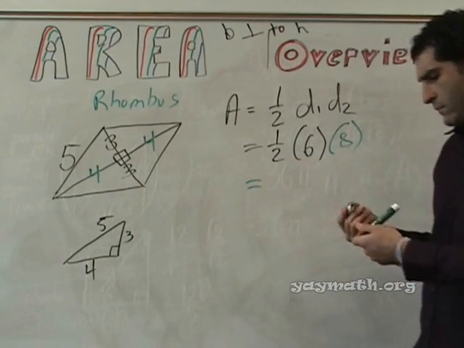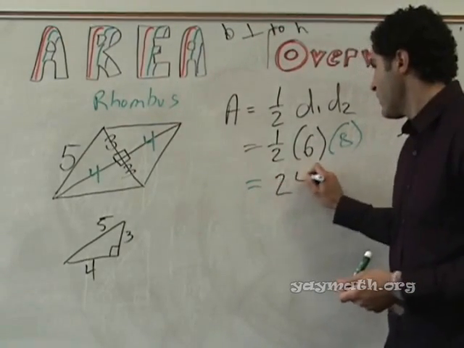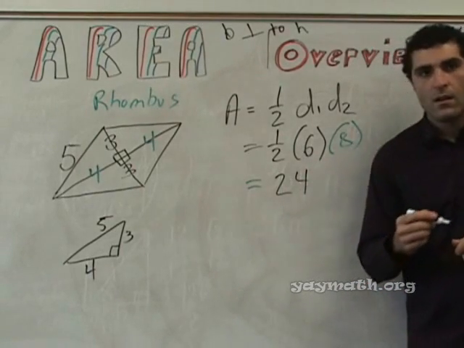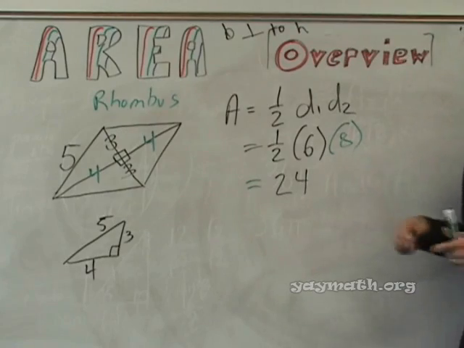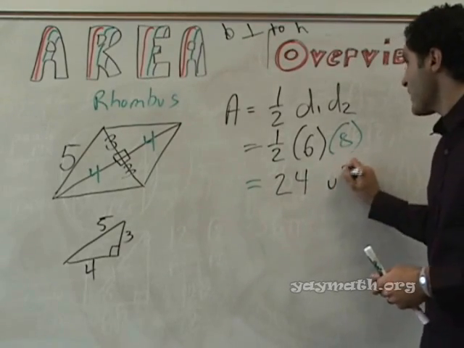5 times 5 is 25. Where'd you get the 5? Oh, because he did base times side. I thought you said it's a square. It's not, it's a rhombus.